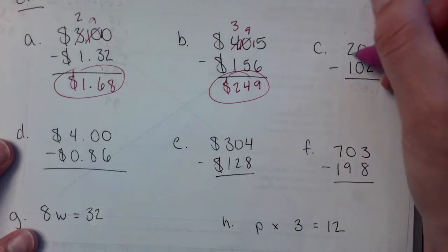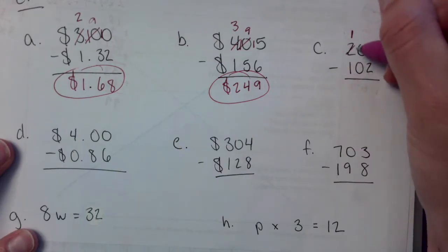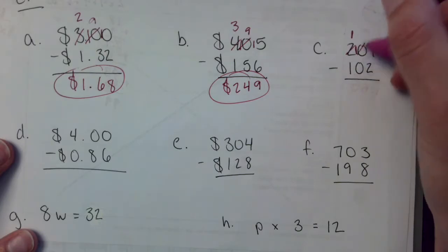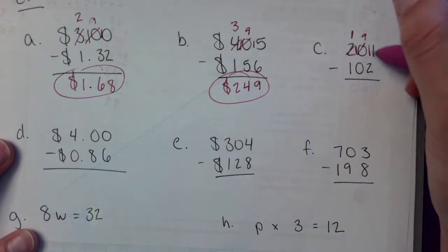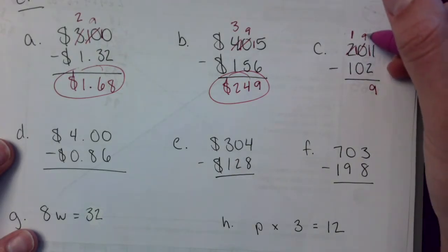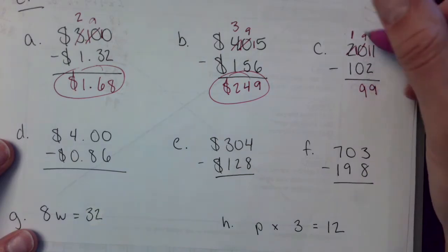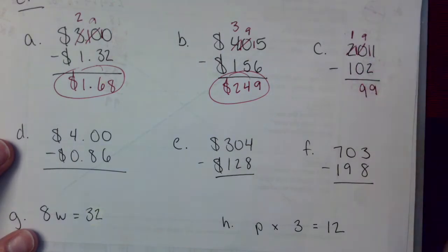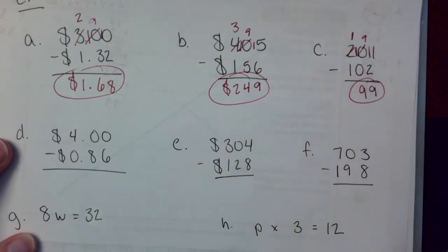1 minus 2, can't do that. Cross out the 0, can't do that. Cross out the 2, make it a 1. Change the 0 into 10. Cross out the 10, make it a 9. Change the 1 into 11. 11 minus 2 is 9. 9 minus 0 is 9. 1 minus nothing is nothing. So I get 99.